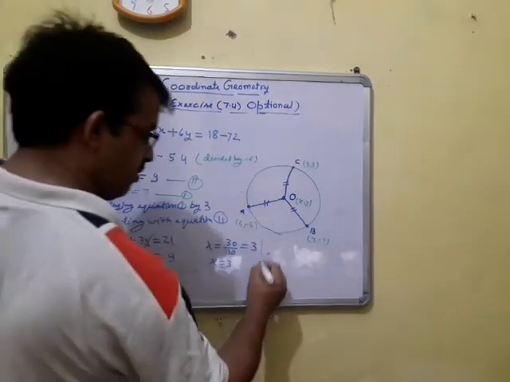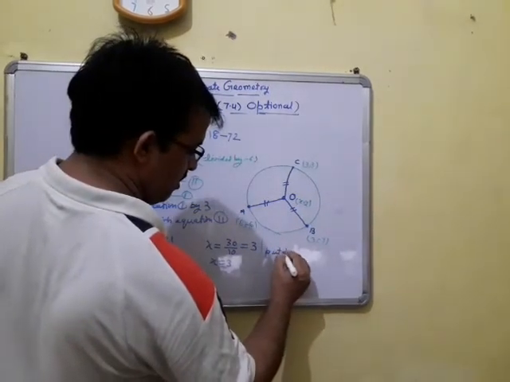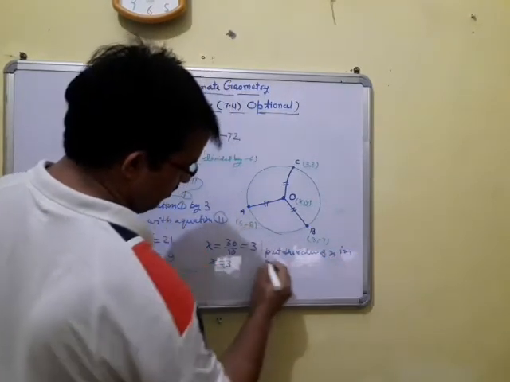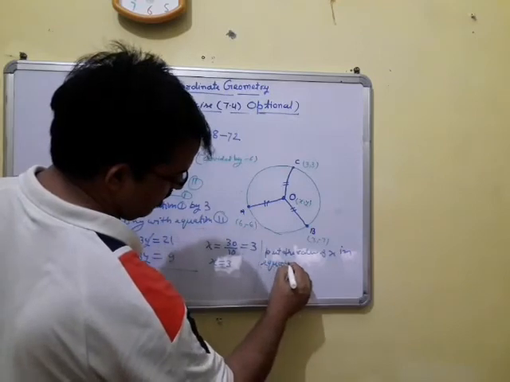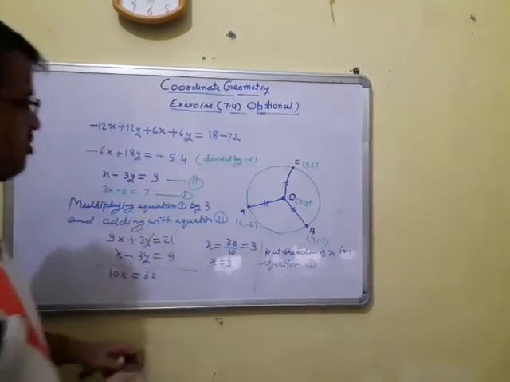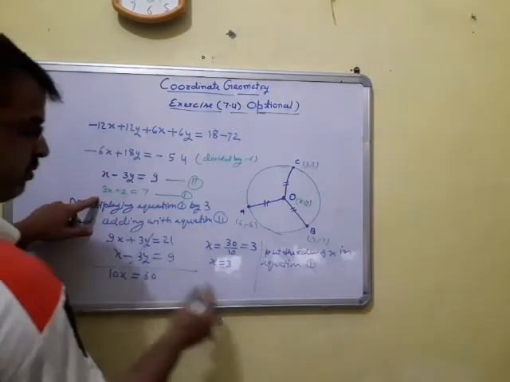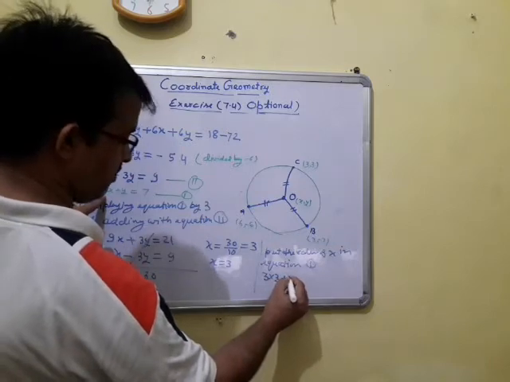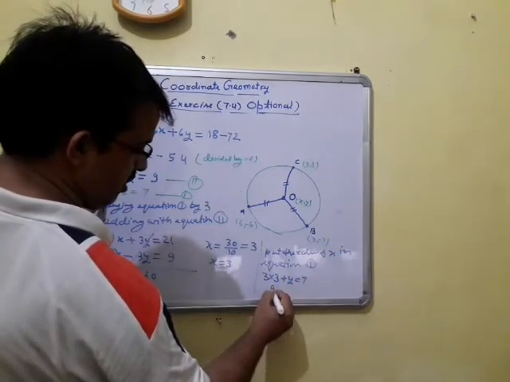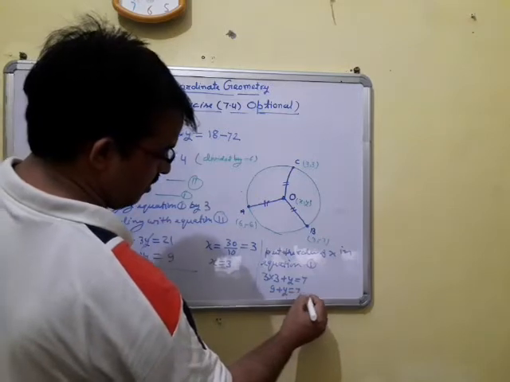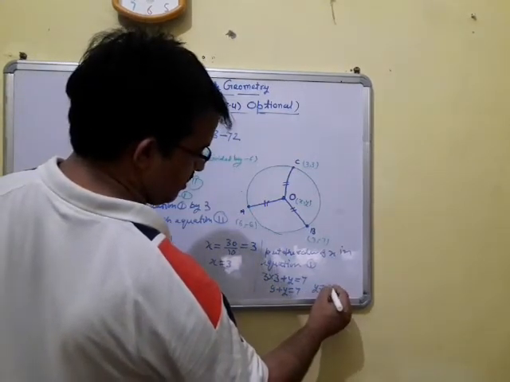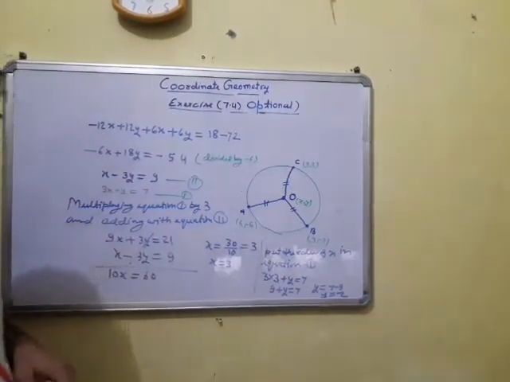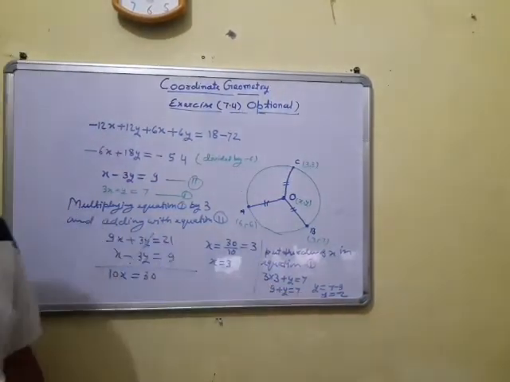Now put the value of x in equation first. If we put the value of x as 3 in equation first, then 3 into 3 plus y is equal to 7, 9 plus y is equal to 7, so y is equal to 7 minus 9, so y is equal to minus 2. y is equal to minus 2.